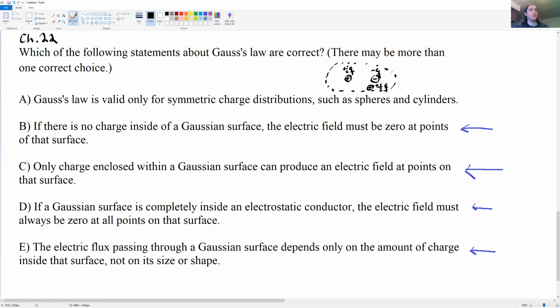Gauss's law is a law, right? It's one of Maxwell's equations, in fact, as we've seen already. So Maxwell's equations are valid always, right?